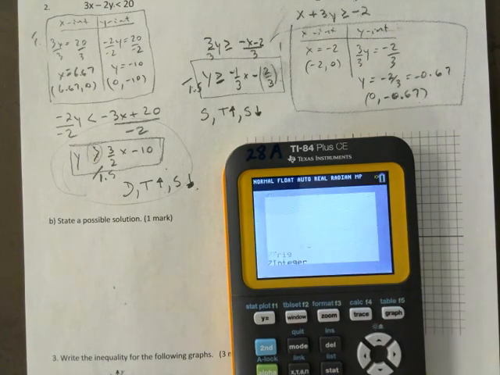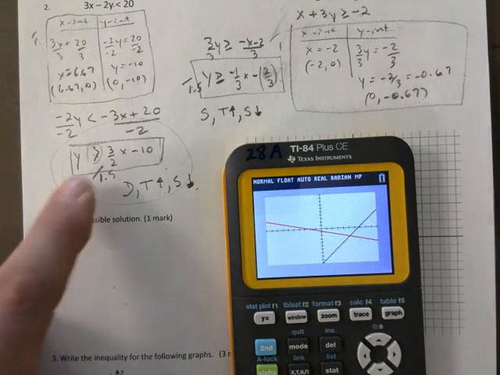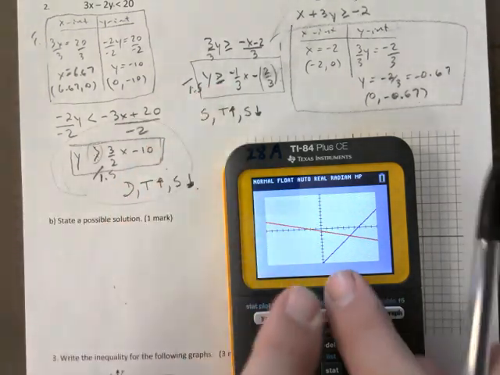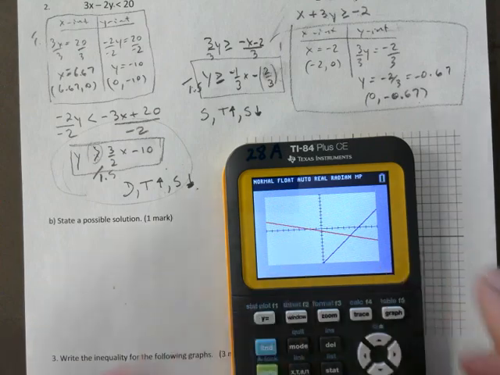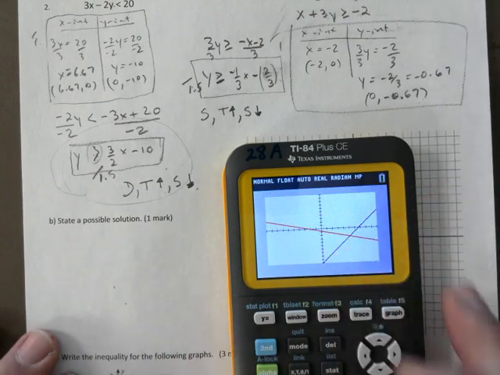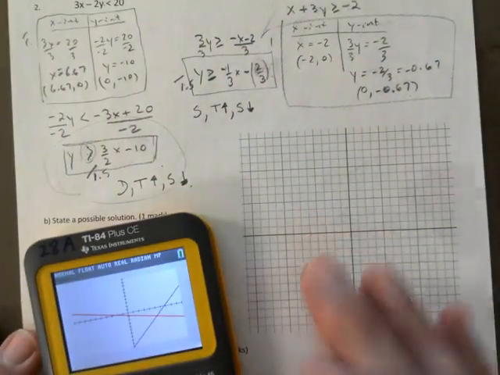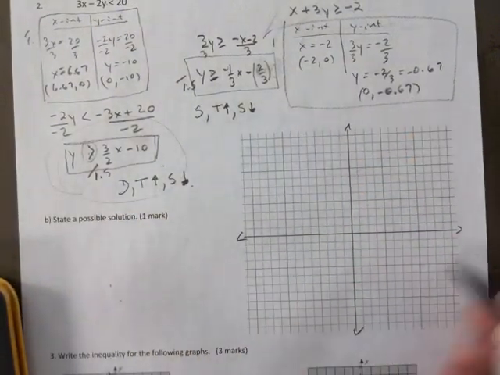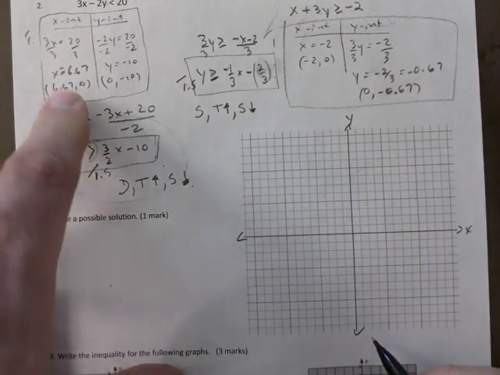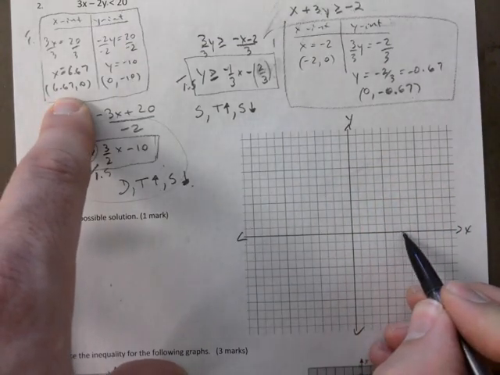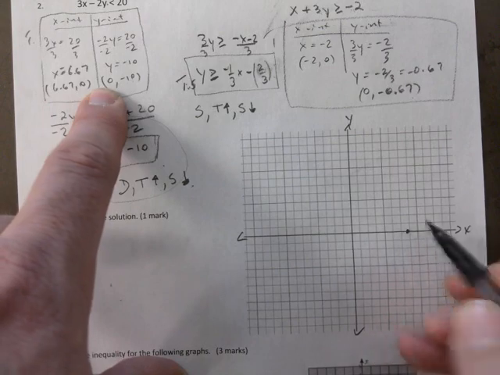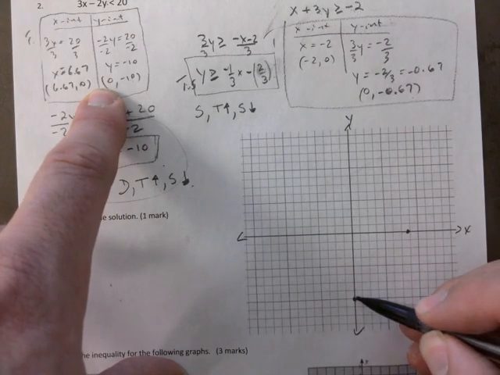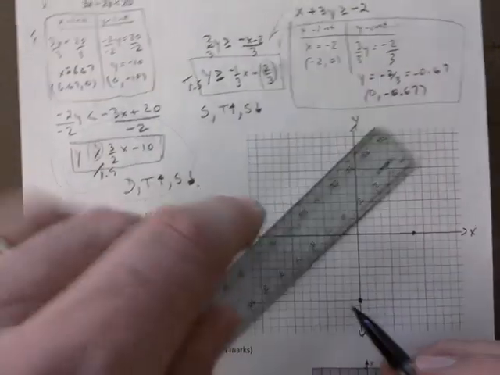I'm going to do a zoom standard. Yep, a standard zoom will work for me. One has a positive slope, one has a negative slope. So one is going up, one is going down, right? So we're doing okay. It's going to fit on my standard screen coordinate plane here. So again, X and Y. I'm going to go 6.67, 0, negative 10. That's right there. And that is a dashed line.